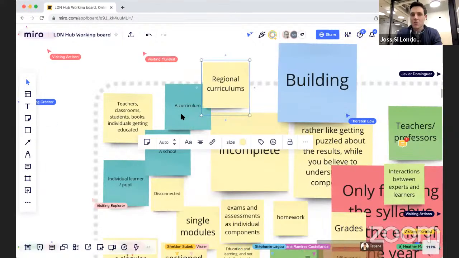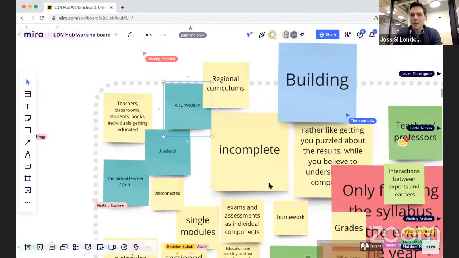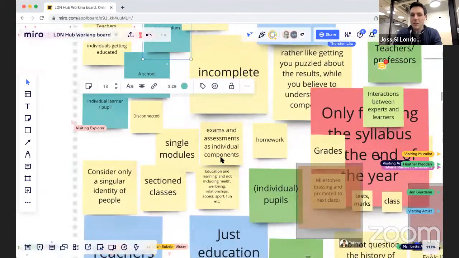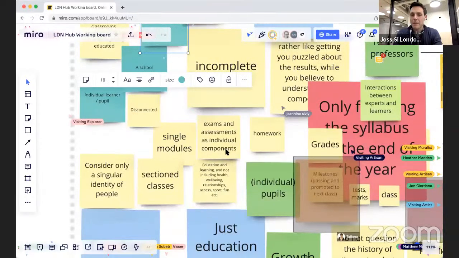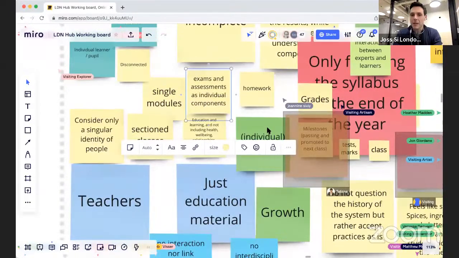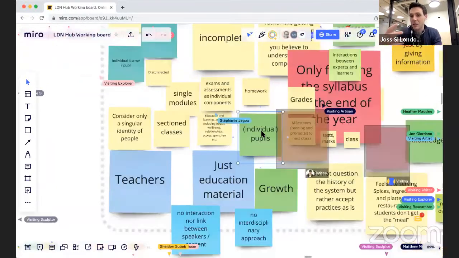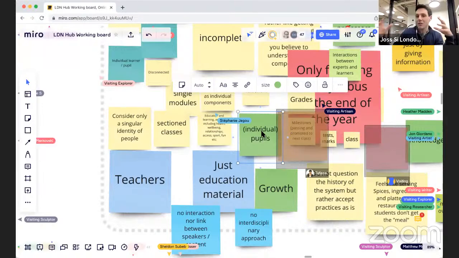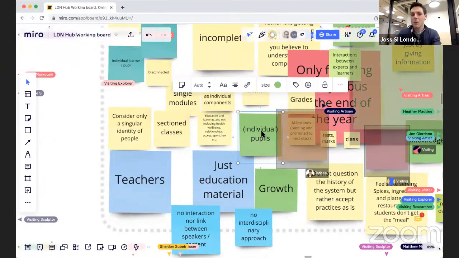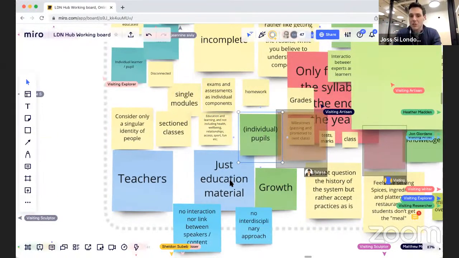Okay, regional curriculum, exams and assessment as individual components. Yep, that's what I was talking about there. Individual students, yeah, everything's focused on the individual. That's the unit of analysis here, right? And their kind of intelligence. We don't actually assess for anything at the aggregate level. How can teams work together? How well do people work together? Just educational material.